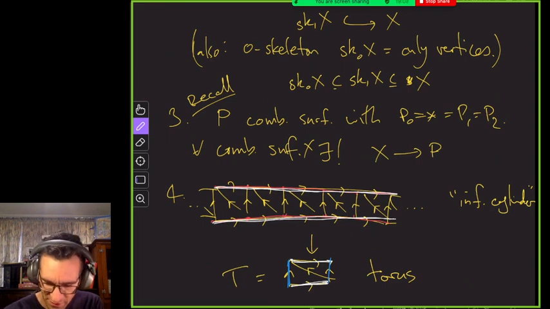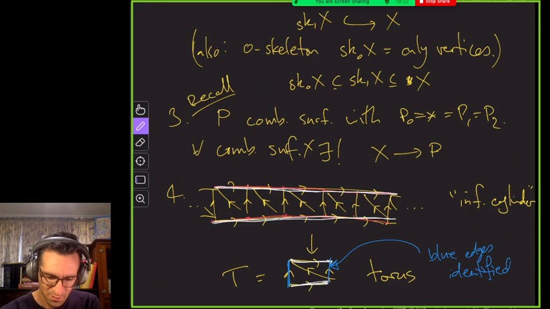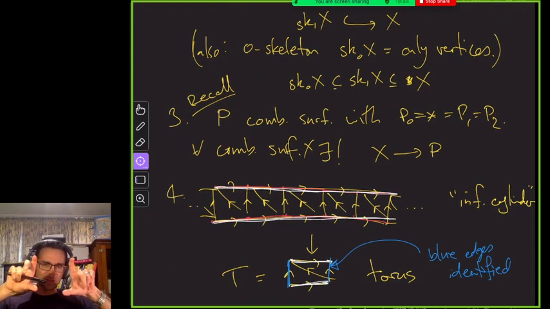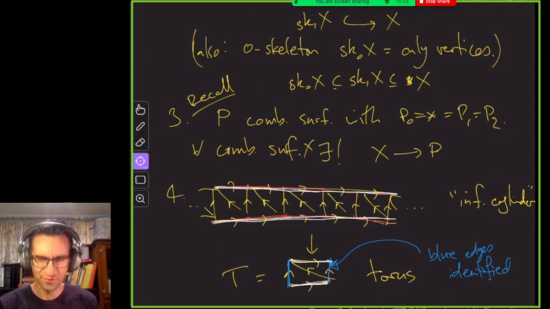Okay, so now the blue edges are identified. And you map down from the infinite cylinder down to the torus. And it has the effect of, like, if you had a coordinate along the infinite cylinder and you work mod Z or something, so you say, well, I will identify moving along the cylinder by one unit, and so it has the effect of wrapping it round. So you definitely don't need to restrict to injective things or boring things like number three.